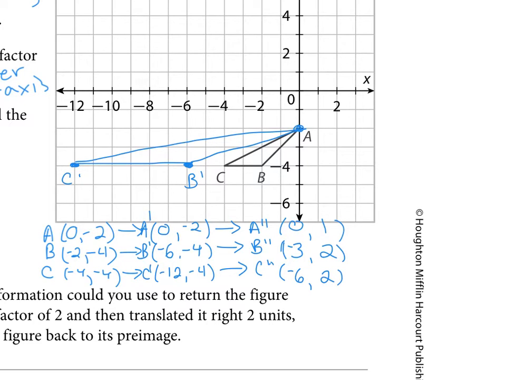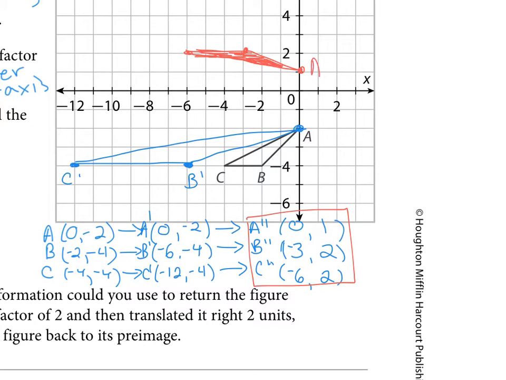I'm going to do it in red because that is our final image triangle that we're going to have here. So 0, 1 is over here, -3, 2 is here, and -6, 2 is here. So it is still stretched out from where it started, and it is reflected, but also smaller than the blue triangle. So that's going to be our final.